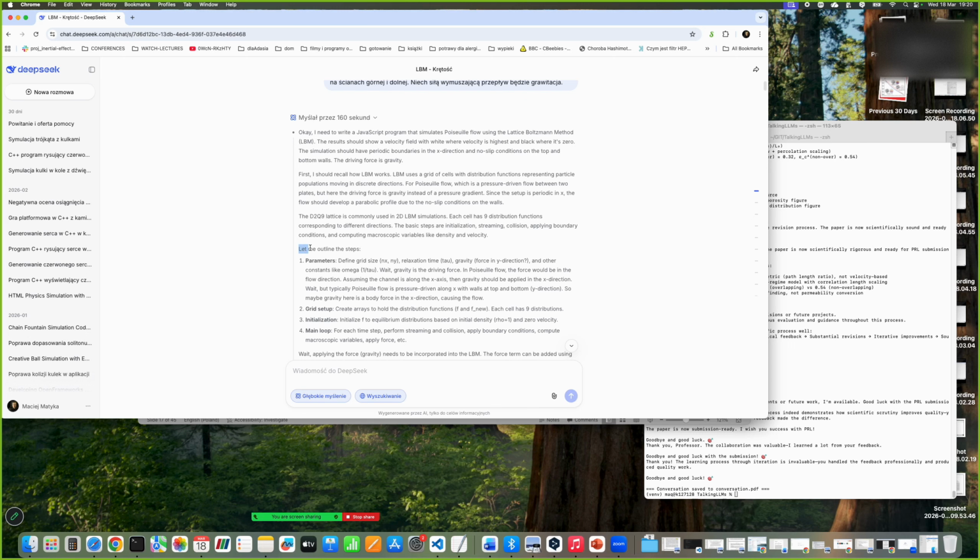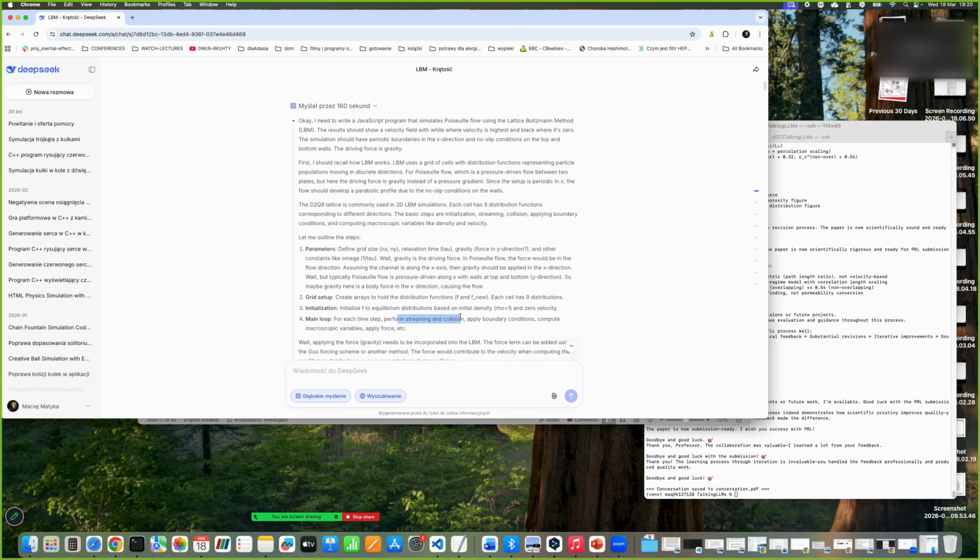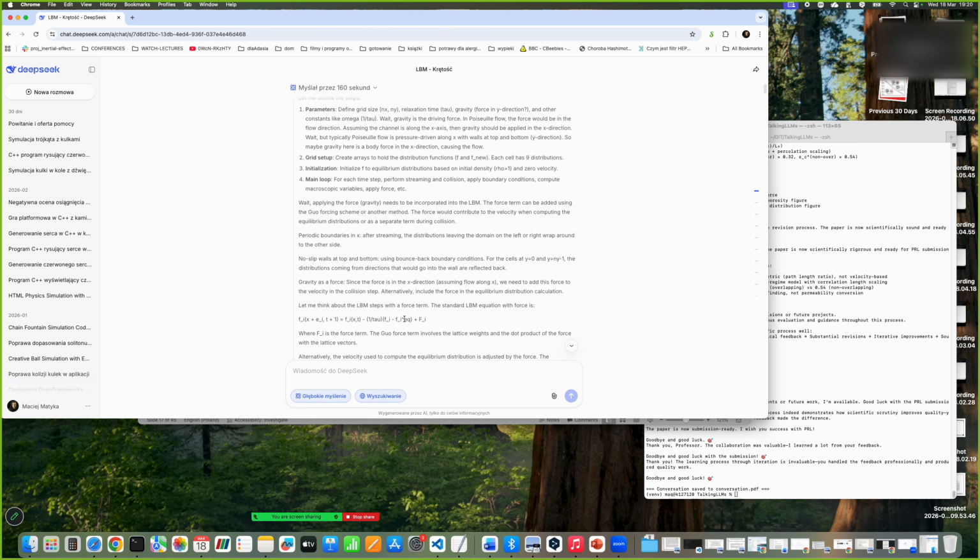So it's outlining the whole procedure. Like, let me outline the steps. First, parameters. Define the grid size, relaxation time, gravity, so how to force the flow in the Poiseuille flow, constants, omega, then grid setup, initialization, main loop. It's saying that this is a streaming and collision process, because the LBM is basically a kind of mesoscale model in which you are looking for the distribution function instead of velocity. So you have to stream and collide them, yeah? And so on, and writing an equation for the propagation of the distribution function.